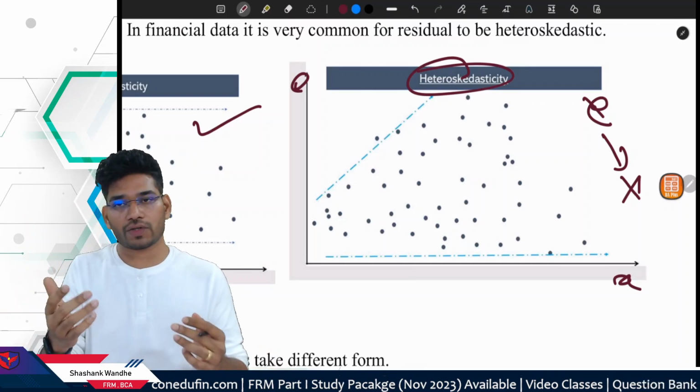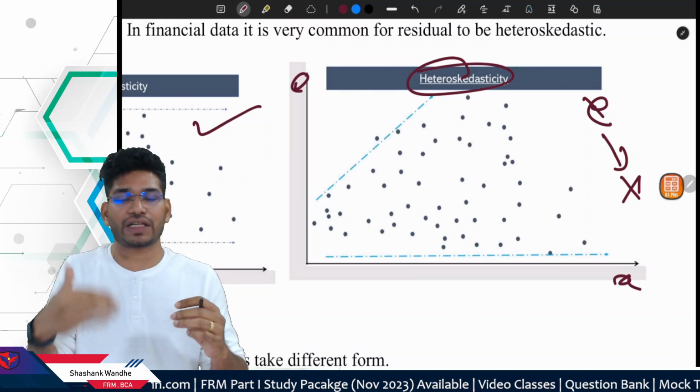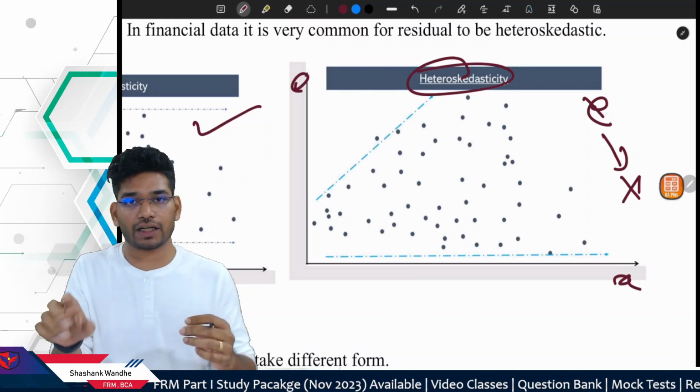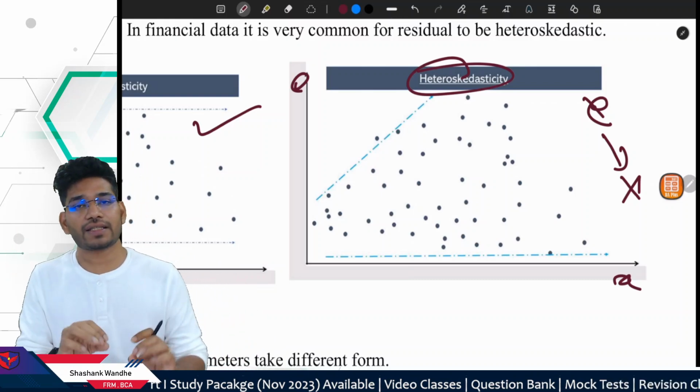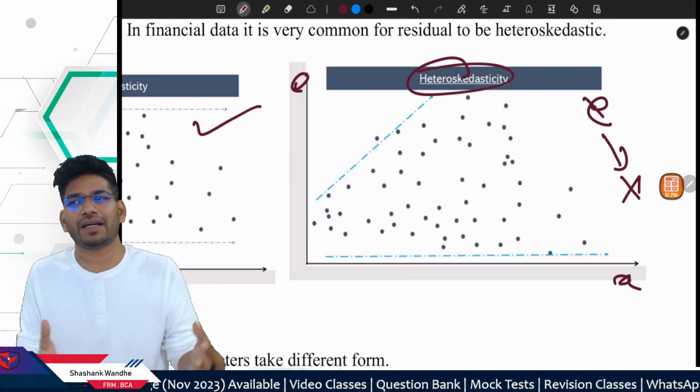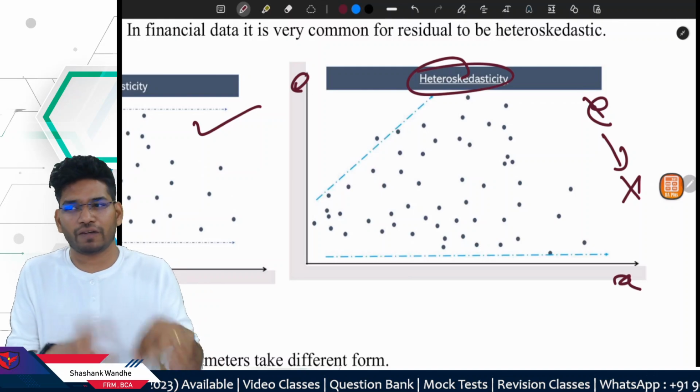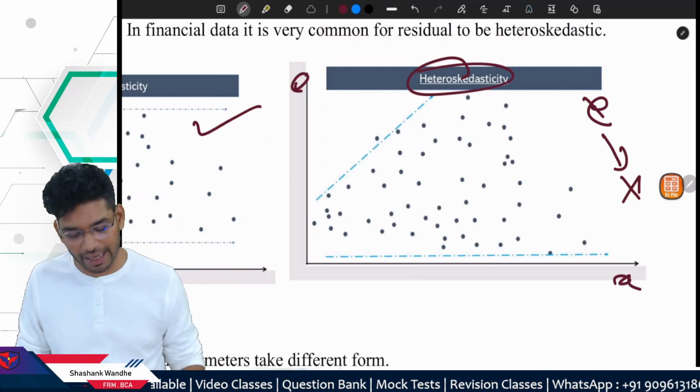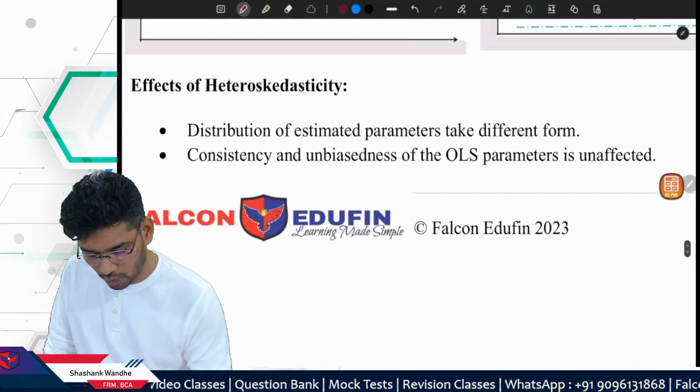There is conditional heteroskedasticity, which means the change in variance of the error term is conditional upon x. If this is the case, this is the problem. If it is unconditional, the error term's variance is changing, but there is no direct relationship with x. The change is not related to x, so that is not the problem. Now this is what you need to remember.